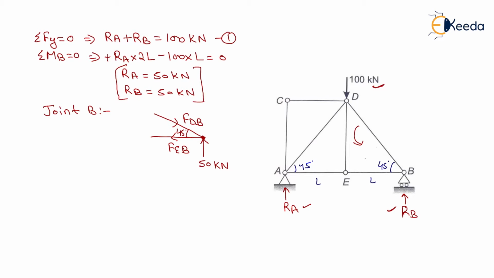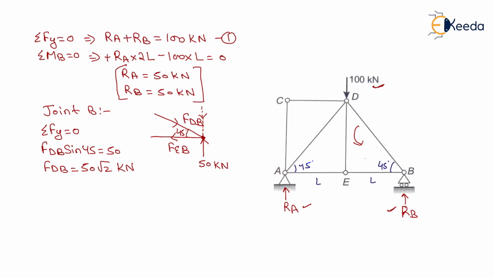Now for finding the FDB value, we use the equilibrium condition that the summation of all the forces in the vertical direction equals 0. So FDB sine 45 equals 50 kilonewton, because the vertical component of DB acts in the downward direction. So the FDB value equals 50 root 2 kilonewton.